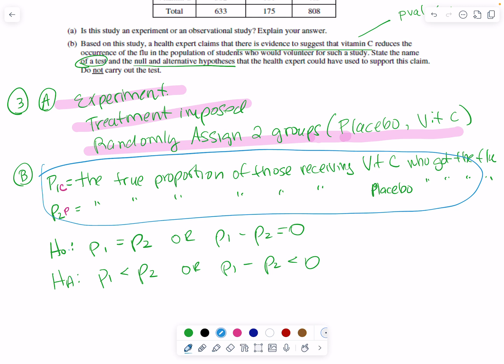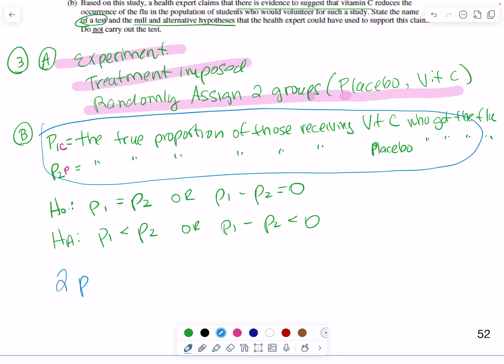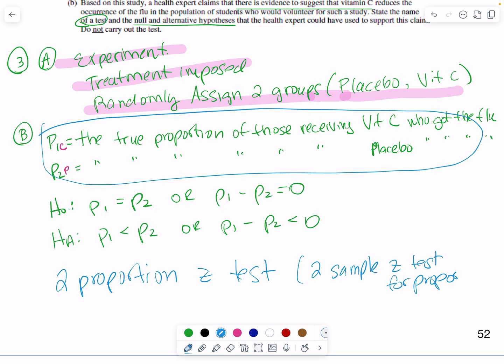Okay, so we had to do the null and alternative hypothesis, and the name of the test, this is going to be a two-proportion z-test. Or they could call it a two-sample z-test for proportions. Either way. All right, so the points here. P1 equals the true proportion of vitamin C. P2 equals the true proportion of placebo. I get H0, and I should say P1 is equal to P2. And Ha, P1 is less than P2. Of course, if they did this, that's fine. And then that is a two-proportion z-test.